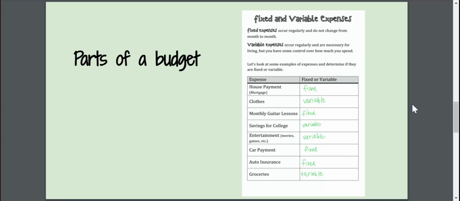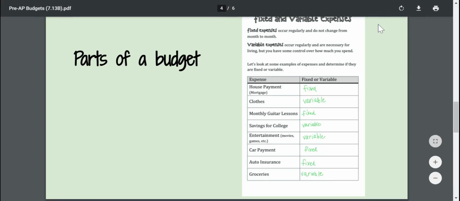And groceries are a really good example of a variable expense. They happen regularly and are necessary for you to live, but you have some control over what you buy. For instance, if steak costs too much money, you might choose chicken or ground meat. Those are examples of how you can control your budget. Where you shop, coupons, things like that. Those are parts of a budget and different types of fixed and variable expenses.